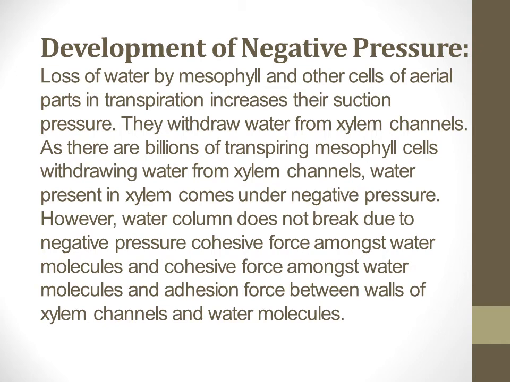They withdraw water from the xylem channels. Aur xylem channel kahan se withdraw karenge? They in their turn derive this water from the roots. From where will the roots suck the water? From the soil. As there are billions of transpiring mesophyll cells withdrawing water from the xylem channel, water present in the xylem comes under negative pressure. Okay? However, the water column does not break due to this negative pressure. Why?